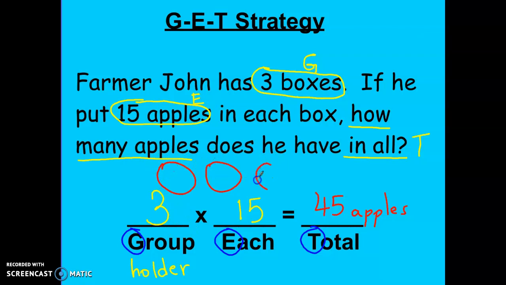1, 2, 3, and each group has 15 apples. Together, if I add up these 3 numbers together, the answer will be 45. That makes sense, so I know my answer is correct.